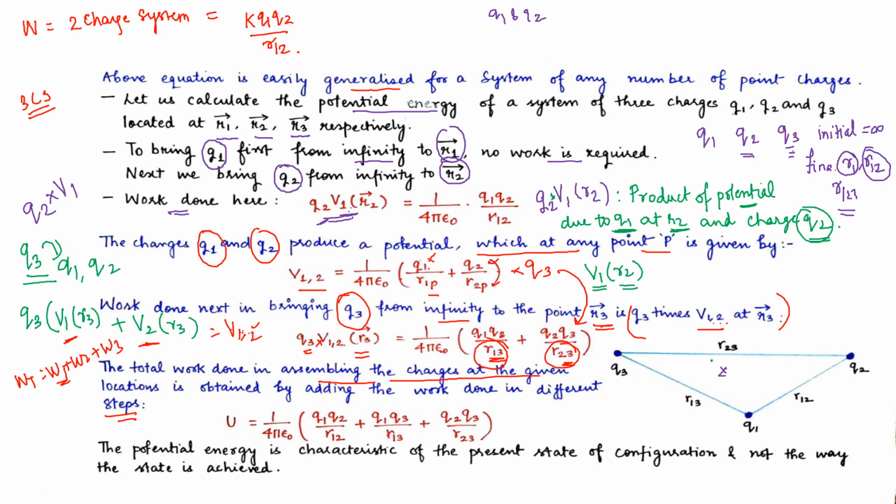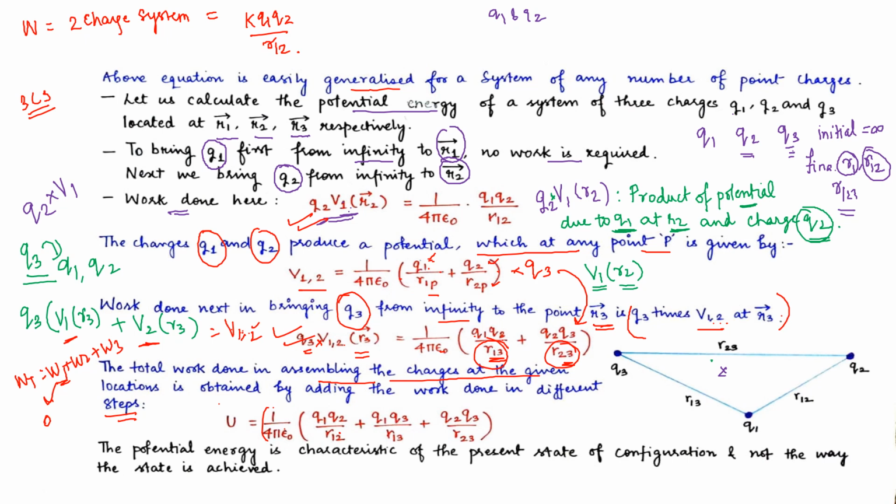So we will add this equation. Work done due to 1 was 0. For 2 it was given with this equation, and for 3 it is given with this equation. So we will add it up and we get that potential energy is given by 1 by 4 pi epsilon naught into Q1 Q2 by R12 plus Q1 Q3 by R13 plus Q2 Q3 by R23.